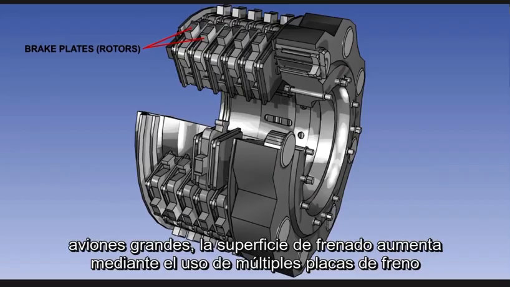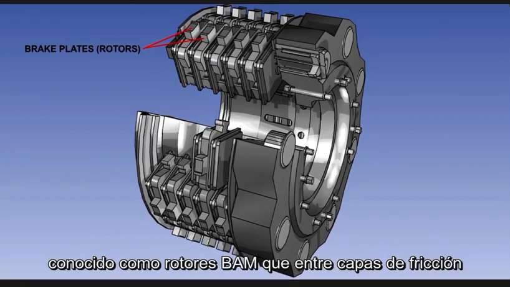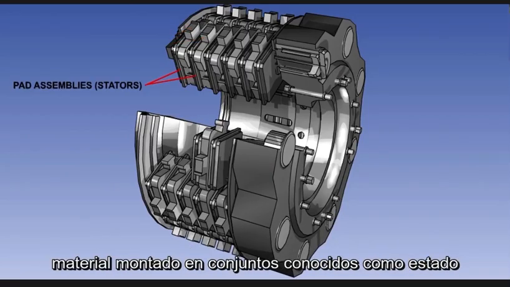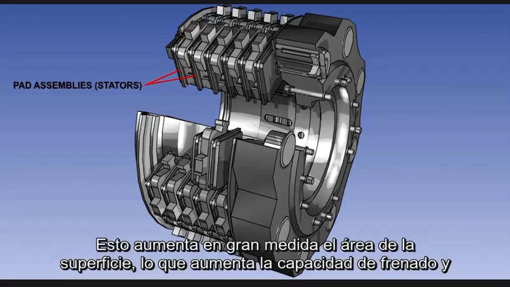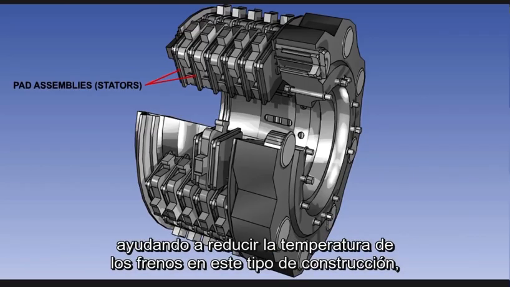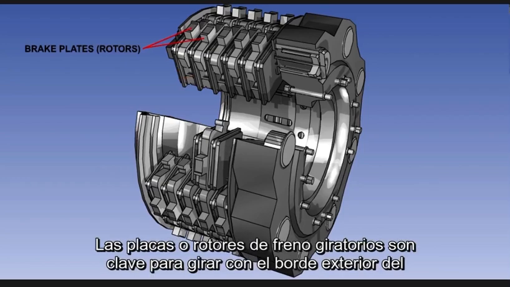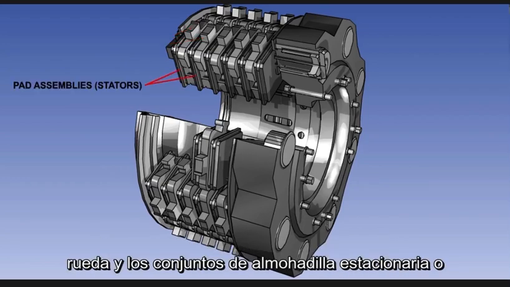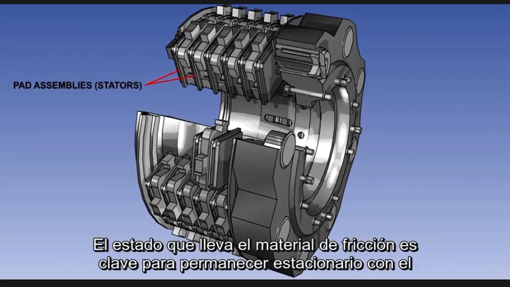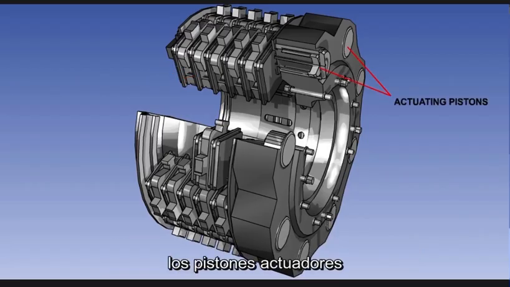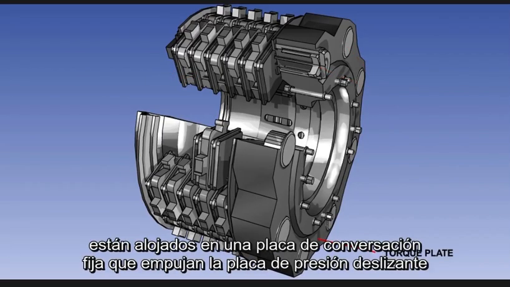On large aircraft, the braking surface is increased by using multiple brake plates, known as rotors, sandwiched between layers of friction material mounted on assemblies known as stators. This greatly increases the surface area, thus increasing the braking ability and helping to reduce the brake temperature. In this sort of construction, the rotating brake plates or rotors are keyed to revolve with the outer rim of the wheel, and the stationary pad assemblies or stators carrying the friction material are keyed to remain stationary with the axle. The actuating pistons are housed in a fixed torque plate.